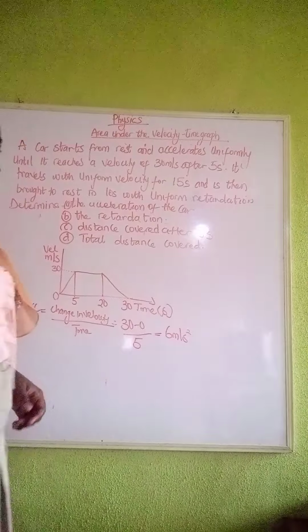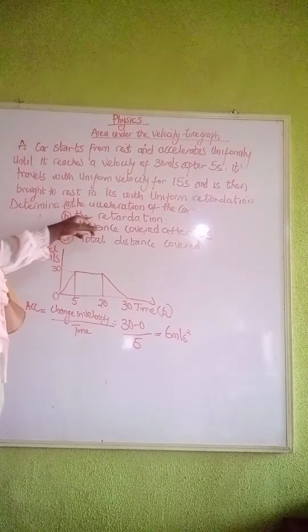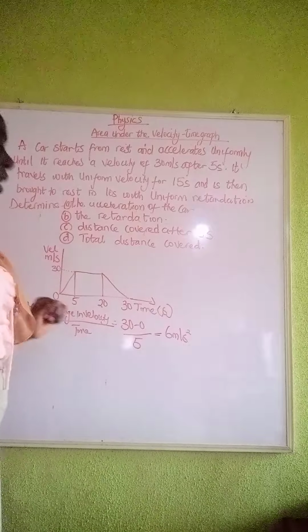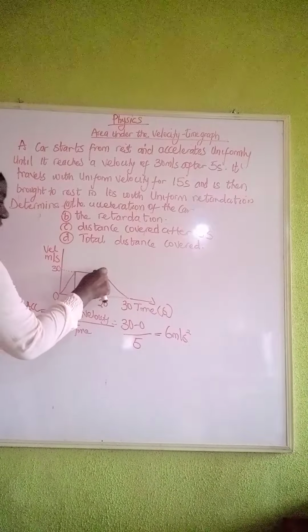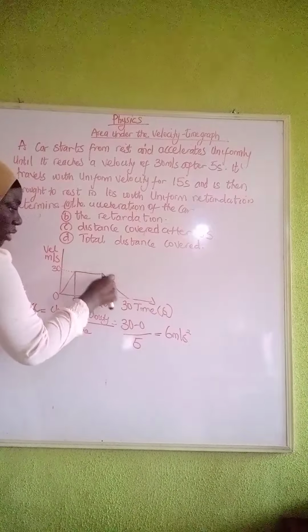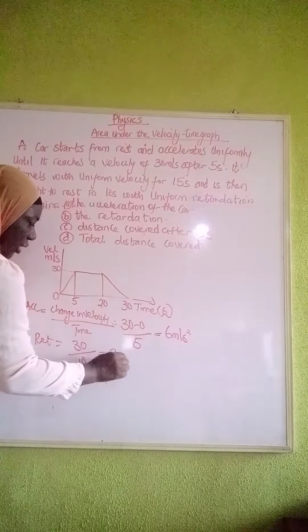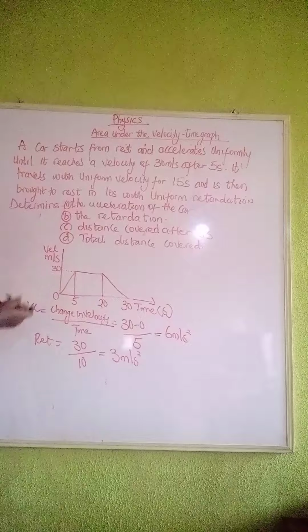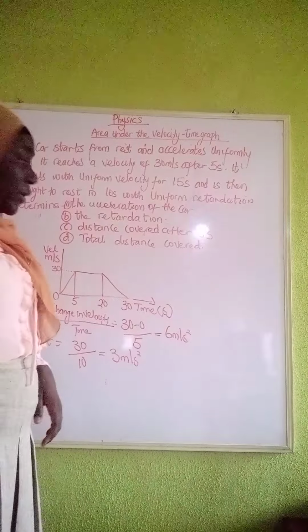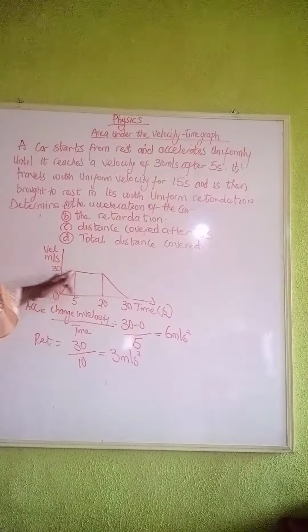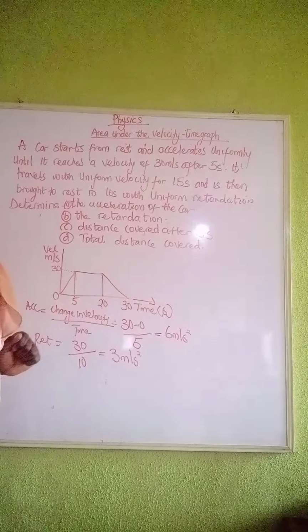That is our acceleration. The second question says, find the retardation. The retardation simply means how it was brought to rest. It was brought down, so what is the difference in the time? 30 minus 20, which is 10. So our retardation is 30 over 10, which is 3 meters per second square. Are you following? This is our uniform acceleration. This is the uniform retardation.